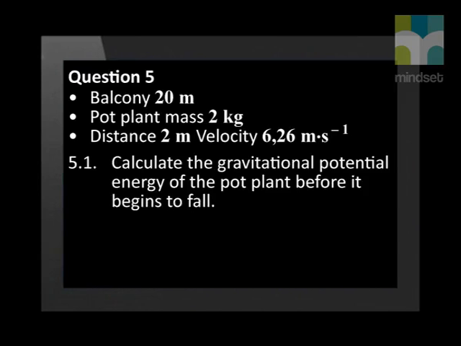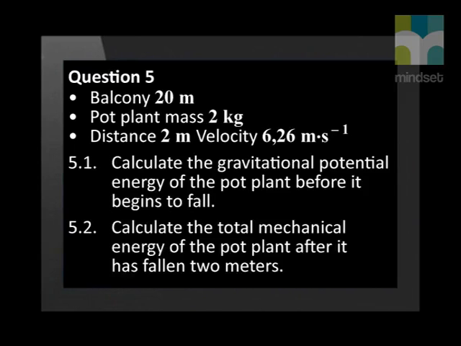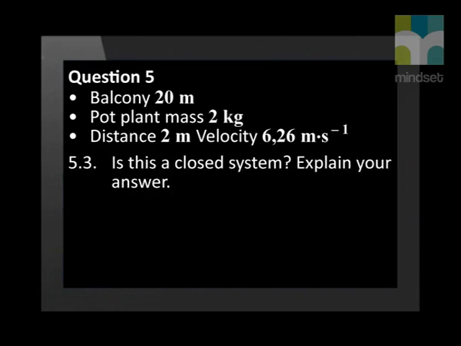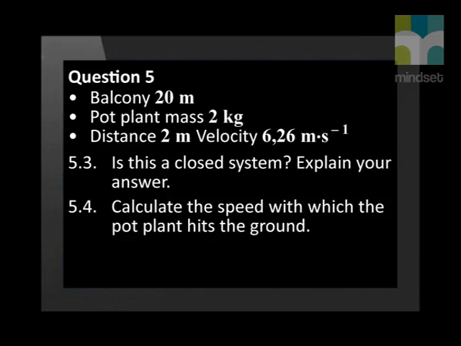Calculate the gravitational potential energy of the pot plant before it begins to fall. Calculate the total mechanical energy of the pot plant after it has fallen 2 meters. Is this a closed system? Explain your answer. Calculate the speed with which the pot plant hits the ground.